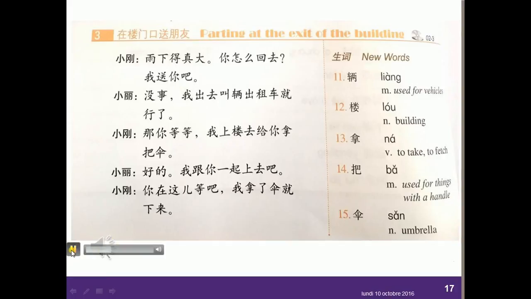Okay. 没事，我出去叫辆出租车就行了。Okay, normally you pause right before 就 because 就 has the second sentence or the second verb, second action. So you better stop there. Sometimes they will have another subject, remember?